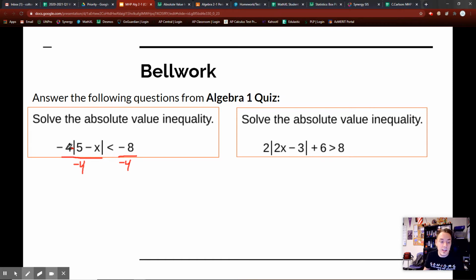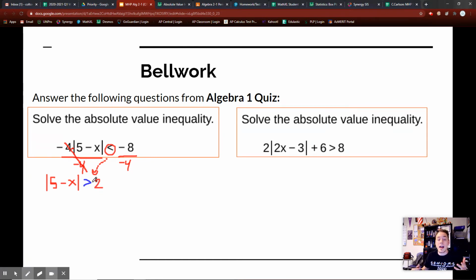Now, here's the interesting thing. Because it is an inequality, what happens to the sign? It flips. So yes, of course, I still have the absolute value of 5 minus x, but then this sign here flips into becoming this sign. Not less than, but greater than. That's the number one thing I have to understand. And then this, of course, is just 2, because -8 divided by -4 is just 2.